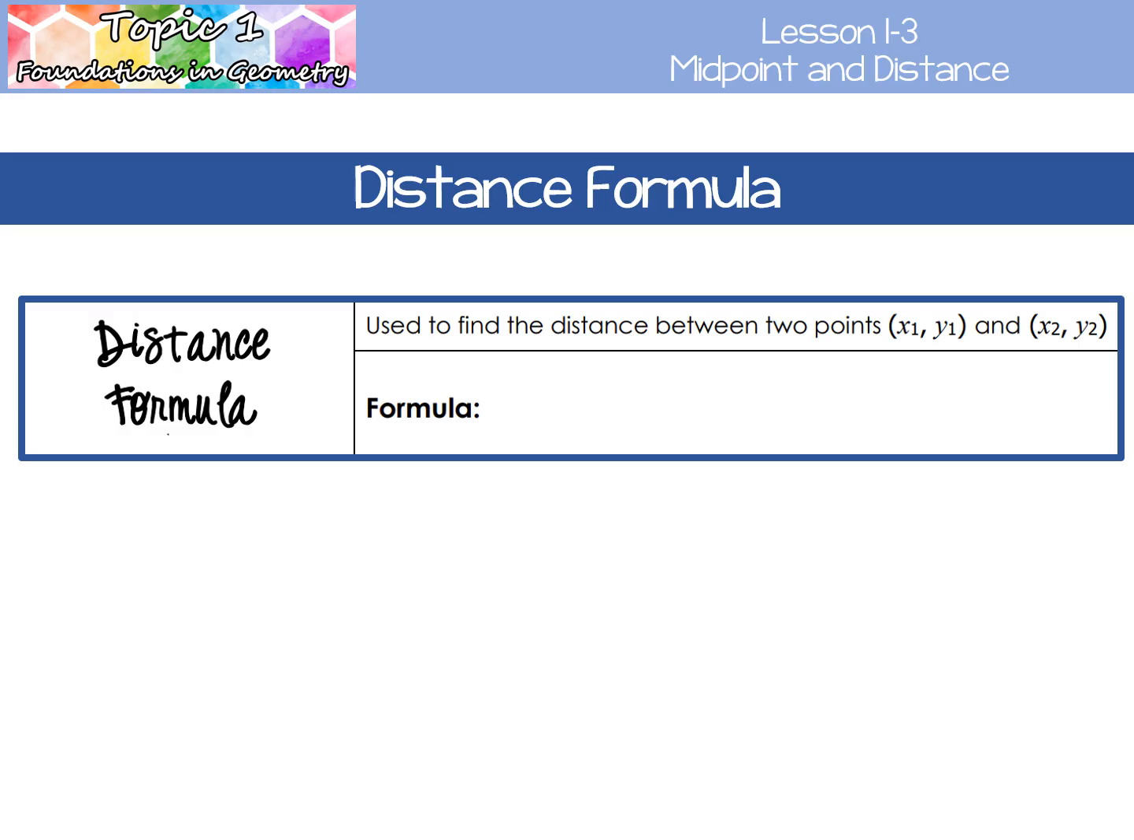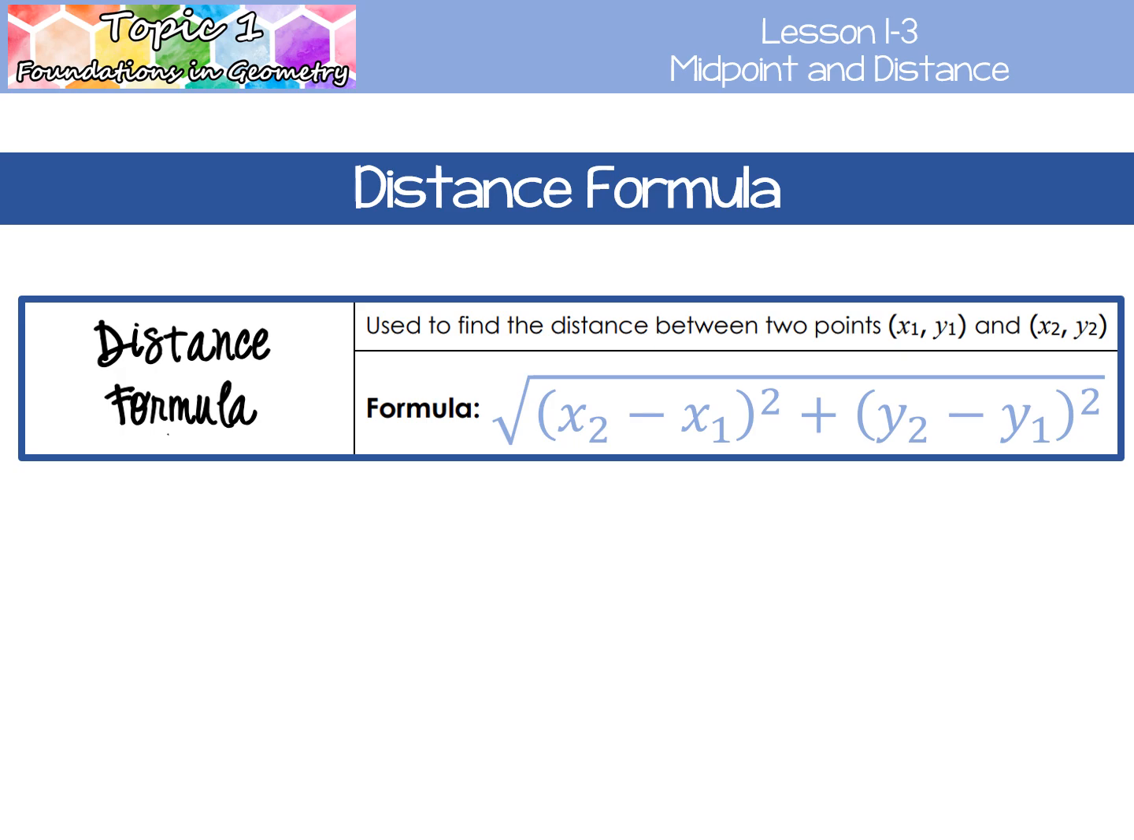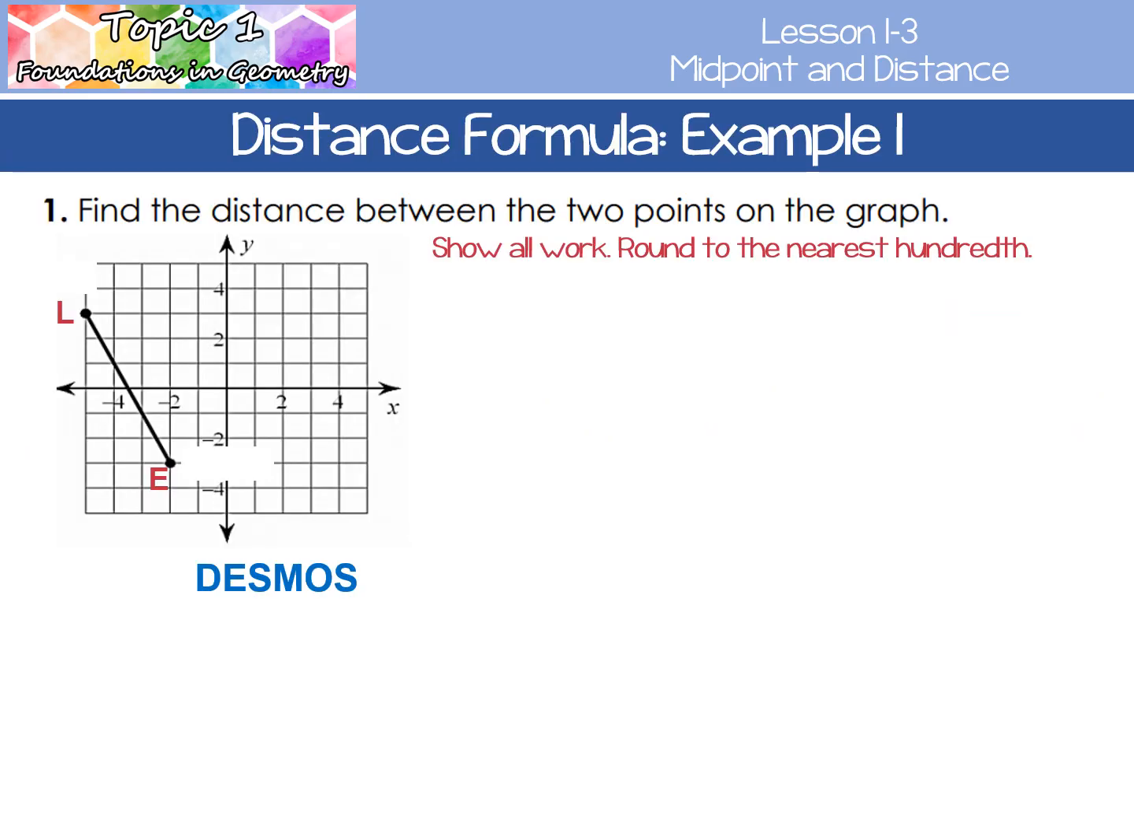The distance formula for 2 points in the coordinate plane is this expression. We are finding the difference in the x's and squaring it, plus the difference of the y's and squaring it, and we're taking the square root of that whole thing. Here we go. This is using Desmos. We'll get to that in a minute.